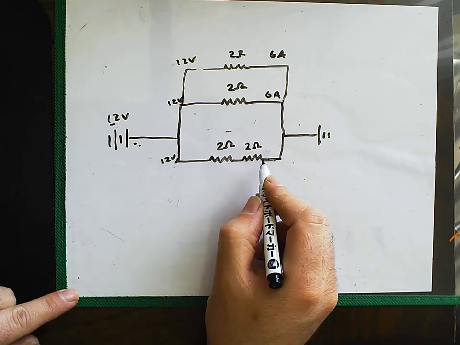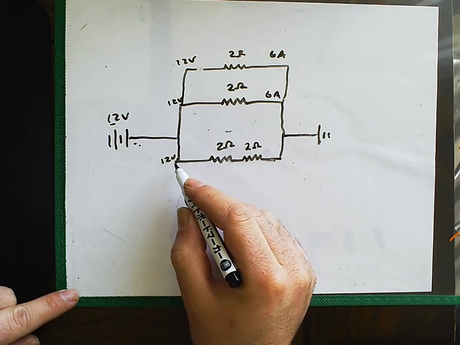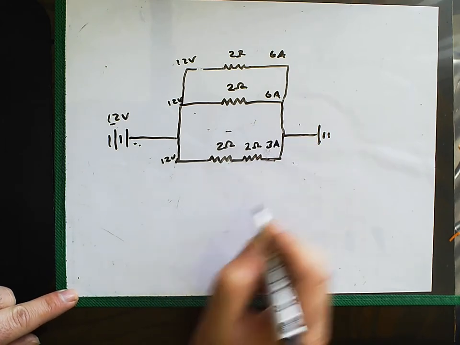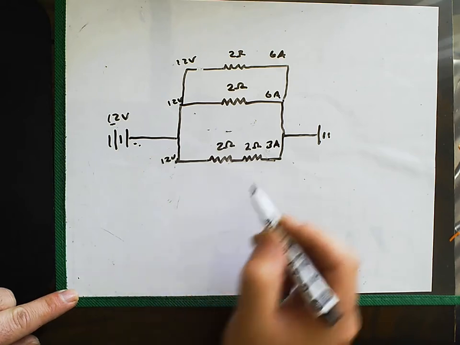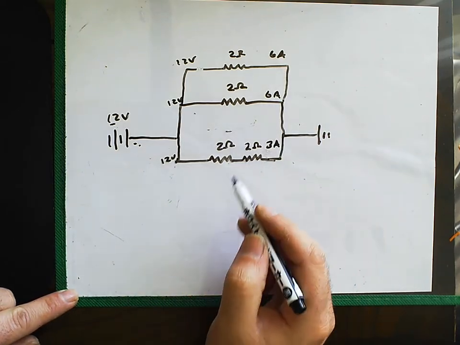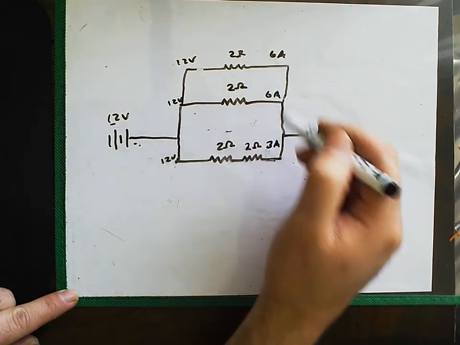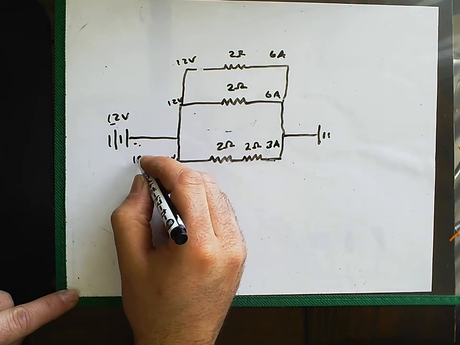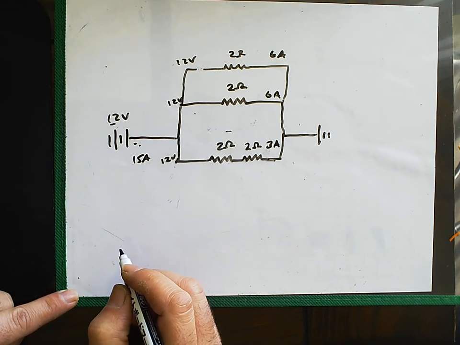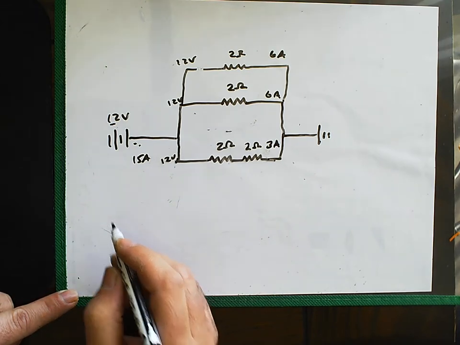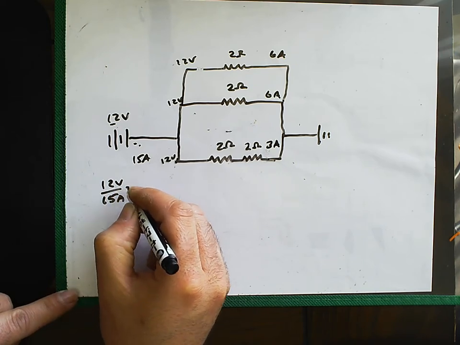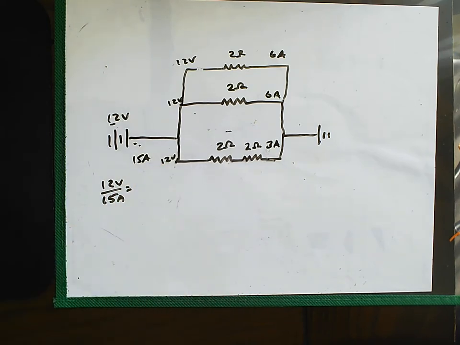So I treat this branch like a series circuit. I go 12 divided by 4 because I added these two. It's 3 amps. So I can add these: 6, 7, 8, 9, and 12 and 3 is 15. So I have 15 amps total amperage. I could figure out my total resistance 2 ways. I can go 12 volts divided by 15 amps, which is 0.8.